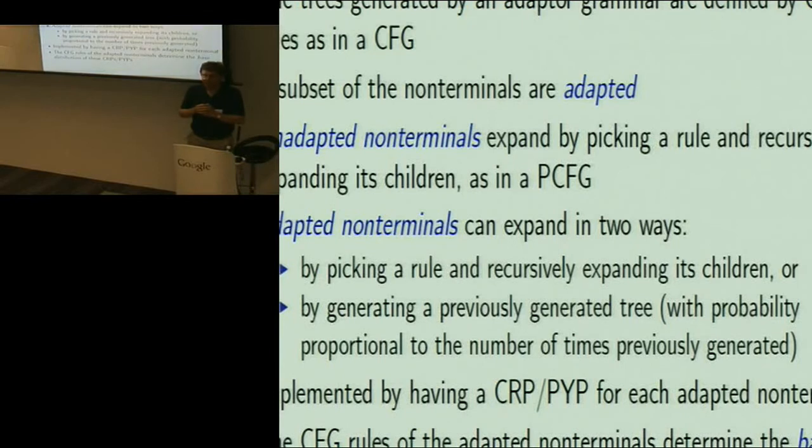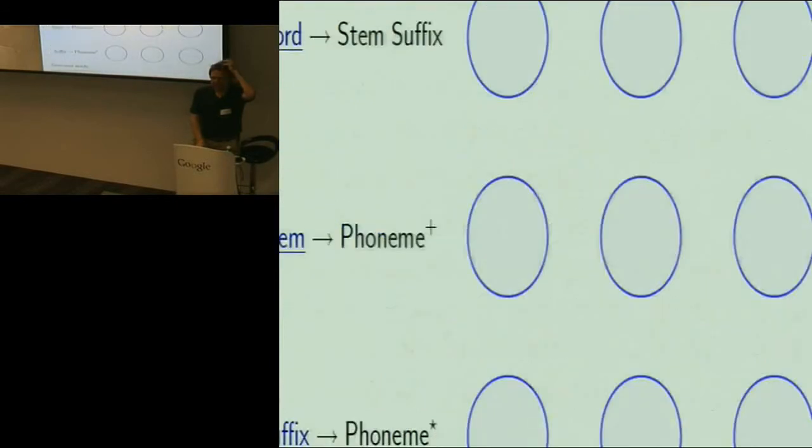But the adapted non-terminal can expand in two different ways, either just as in a PCFG, or else it can simply reuse a subtree that you've used before. So the adaptor grammar, in a sense, caches entire trees. And that's implemented by having a CRP or a PYP for the adapted non-terminal. So let's see how that might work for this little morphological segmentation example over here.